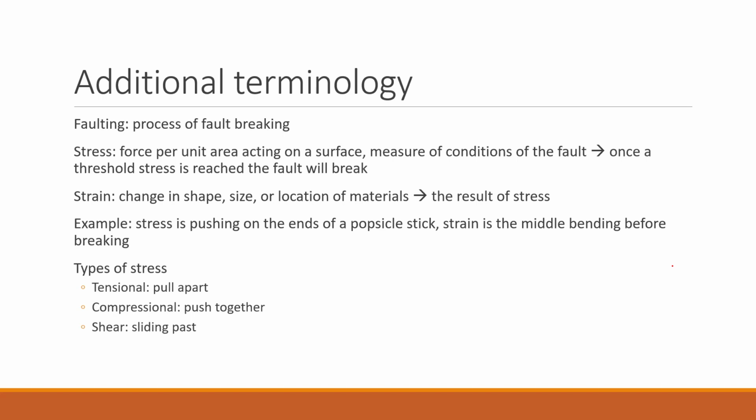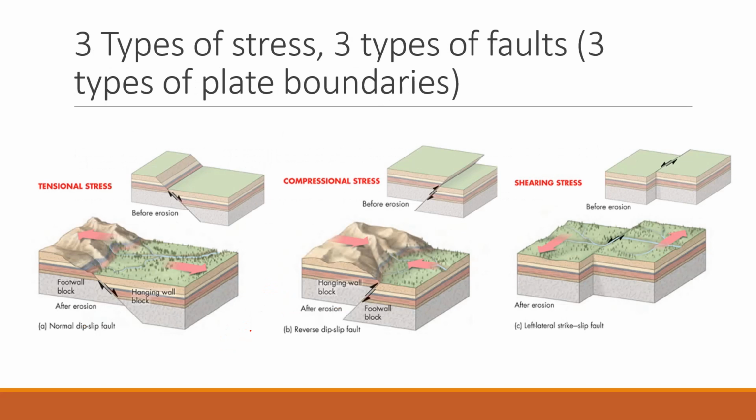There are 3 types of stress that cause 3 different types of earthquakes. We also have 3 types of plate boundaries, I might add. Tensional is where you're pulling things apart. So this is tension, you're pulling. Compressional is where we're pushing things together. So you're pushing them together. Oh, I can draw. So this is tensional, we're pulling apart. This is compressional. I'm sorry, it's angled, we're pushing together. And then shearing is when we are sliding things past each other. So we have 3 types of stress, 3 types of fault, and 3 types of plate boundaries, it turns out.